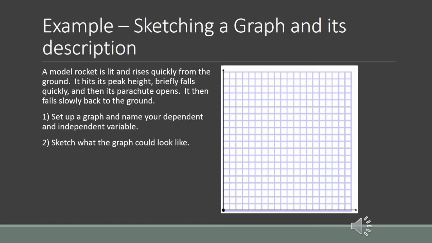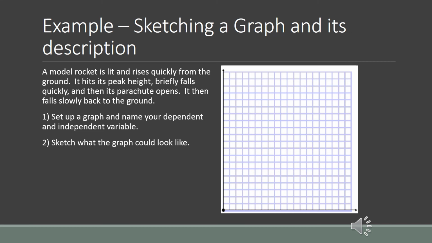Here's an example with sketching a graph from its description. A model rocket is lit, rises quickly from the ground, hits its peak height, briefly falls quickly, and then its parachute opens. It then falls to the ground slowly. Set up a graph, name your dependent and independent variables, and sketch what the graph would look like. Pause the video at this point to give yourself a chance to do so.